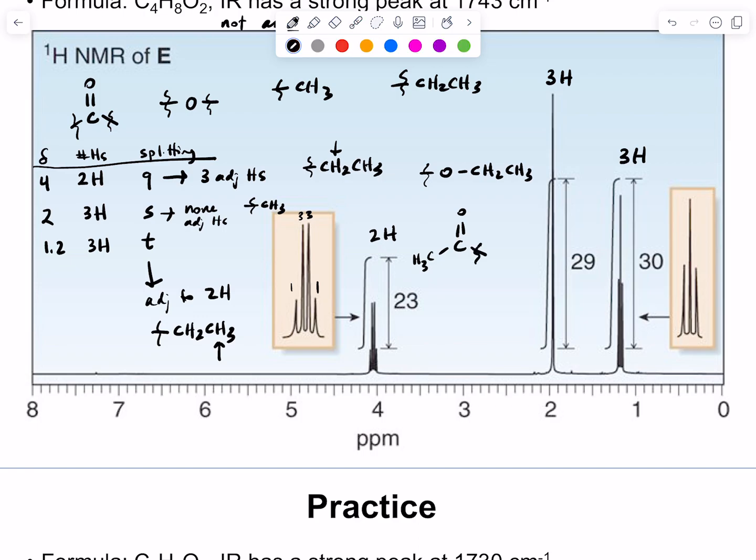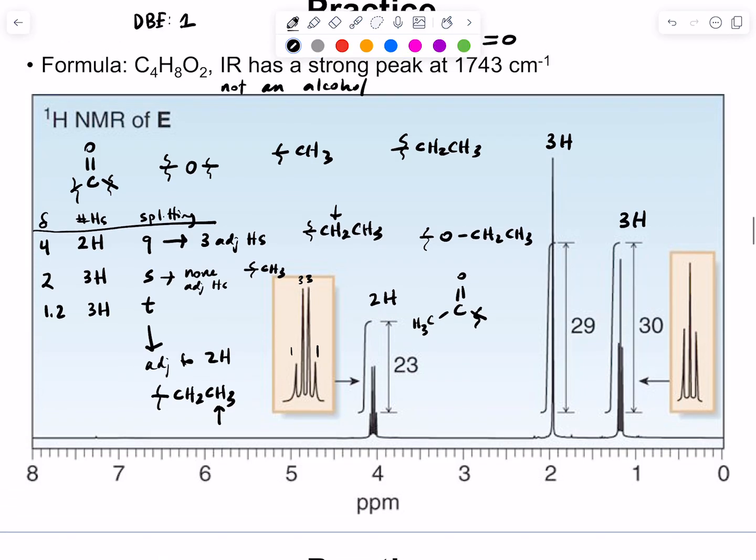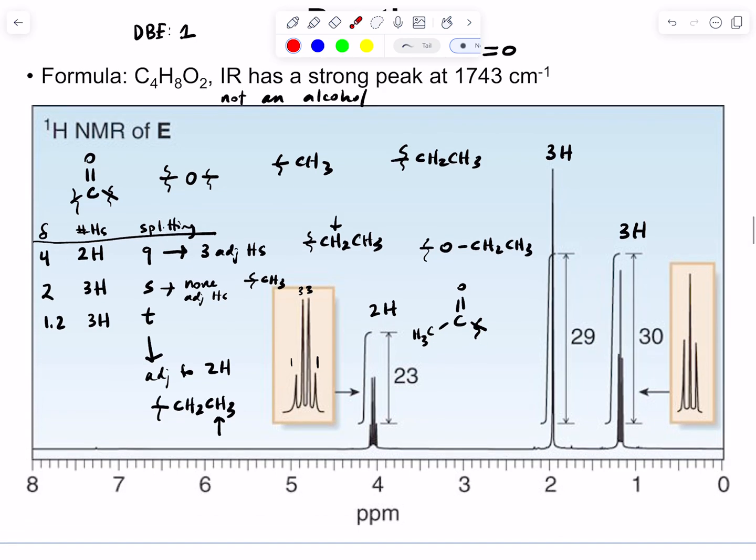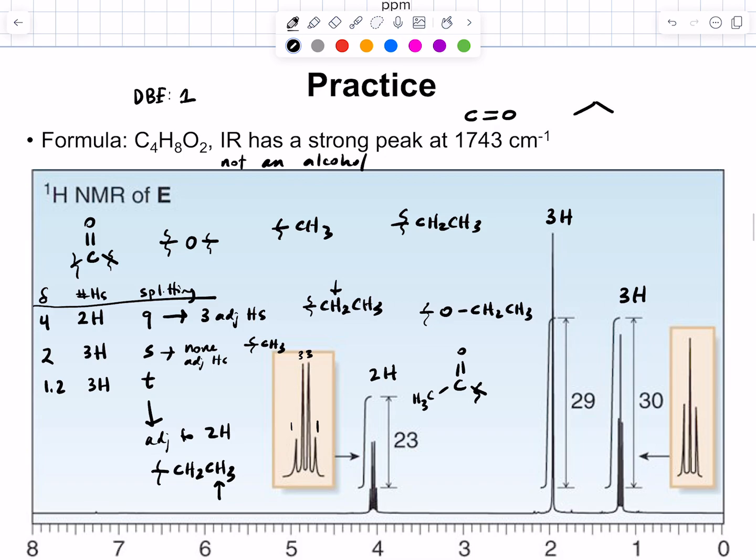So at this point, I've accounted for all of the carbons: 1, 2, 3, 4. I've accounted for both of the oxygens, 1 and 2, and I've accounted for all 8 of the protons. The only choice I can make at this point is to attach this group to the other position of my carbonyl. So the final structure should be that molecule. Okay? Has to be.